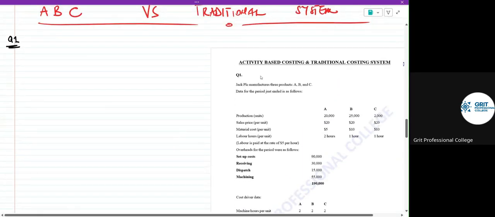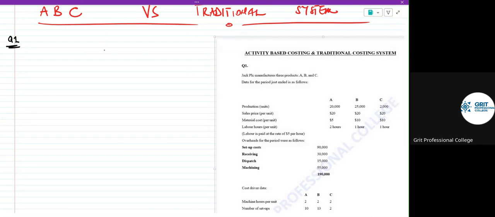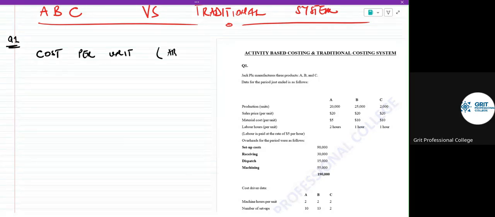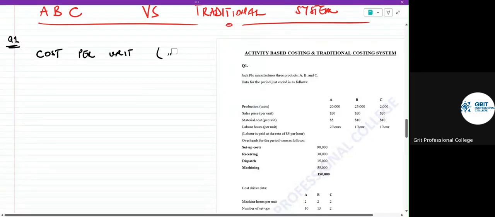So at the end of the day, we are just preparing a cost card for all the company's products. Let me have that here. So we are trying to find the cost per unit of the company's products. And here we'll be using the traditional absorption approach. Let me just say traditional approach.